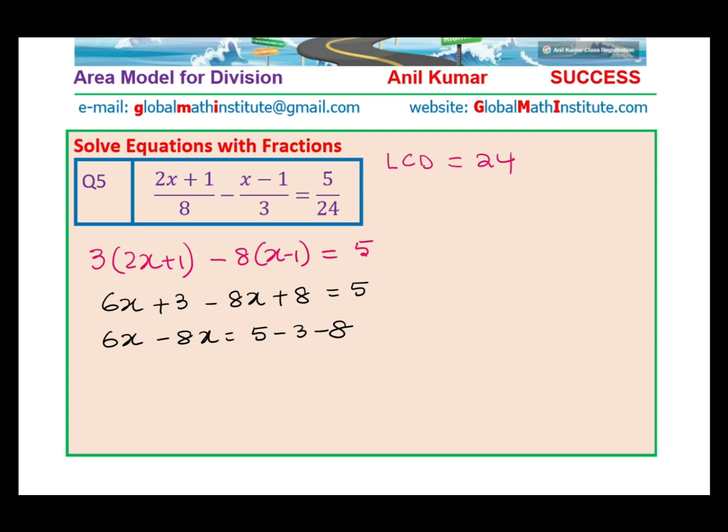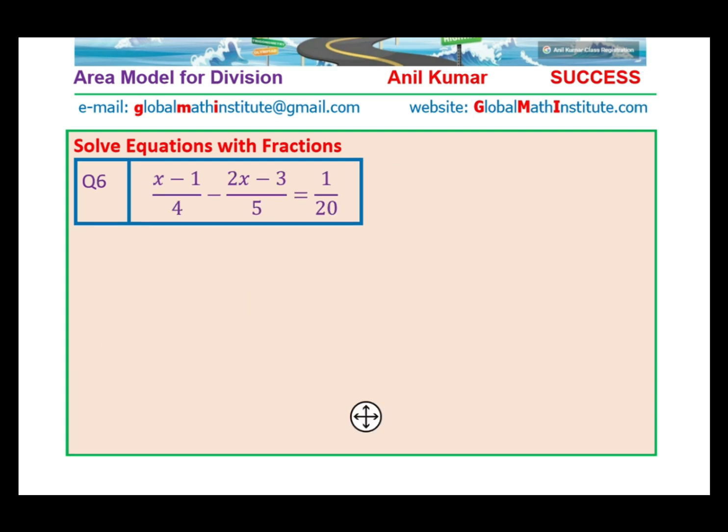Okay. 6x minus 8x is minus 2x. And here 5 minus 3 is 2. And 2 minus 8 is minus 6. And therefore x is minus 6 over minus 2. Minus minus becomes positive. 6 divided by 2 is 3. And so we get an answer which is x equals to 3. Makes sense? Perfect. The last question for you.